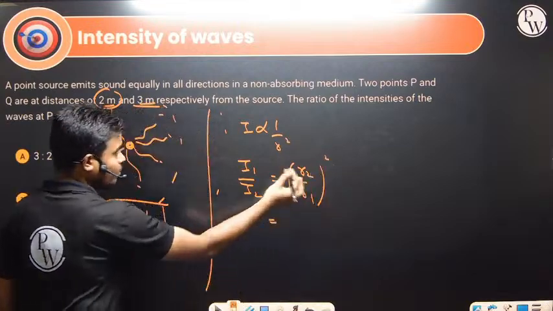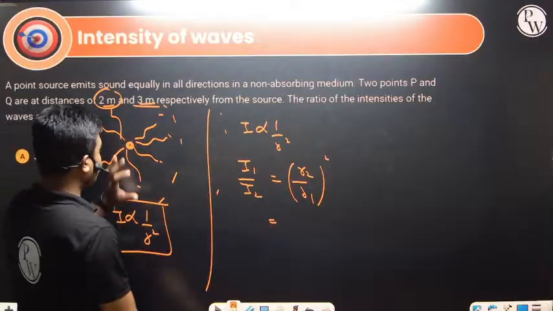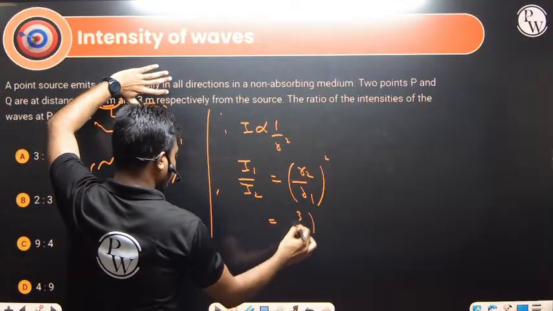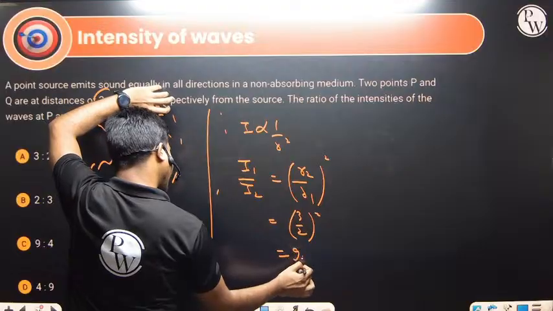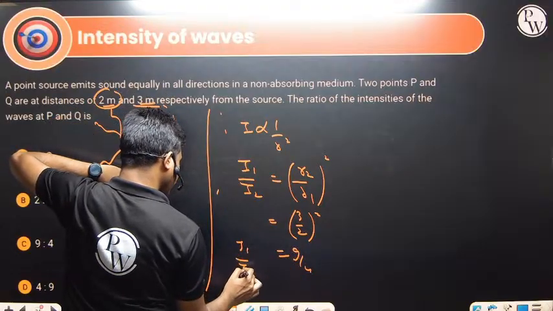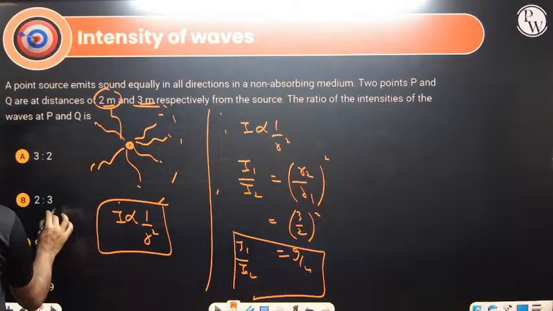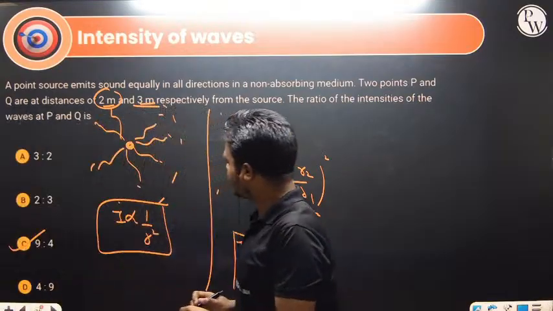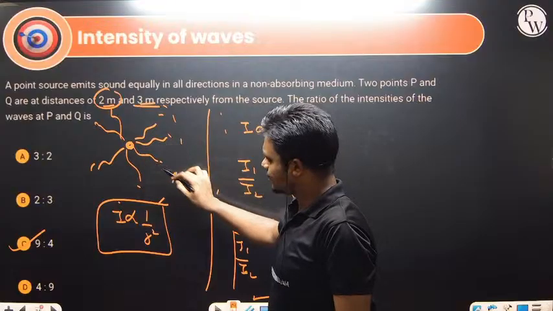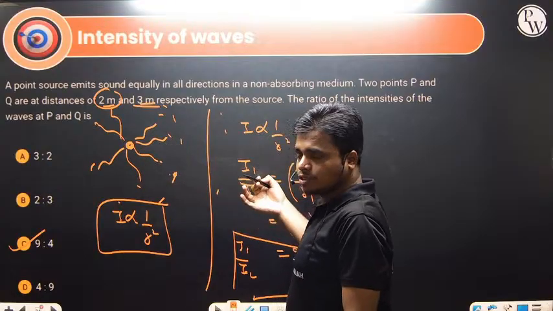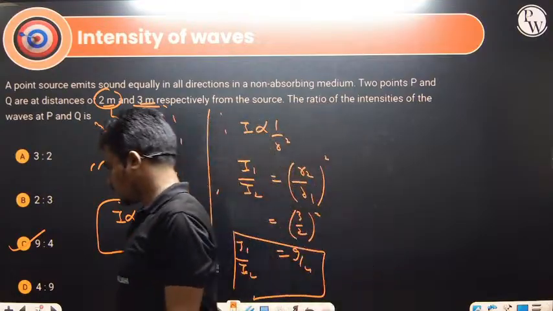So what is R2 by R1? R2 by R1 is 3 by 2, whole square, so we are getting 9 by 4, that is I1 by I2. This is the ratio of the intensities, 9 by 4. Where will the intensity be maximum? At 2 meter, near the source. As we move away from the source, the intensity will keep on reducing.